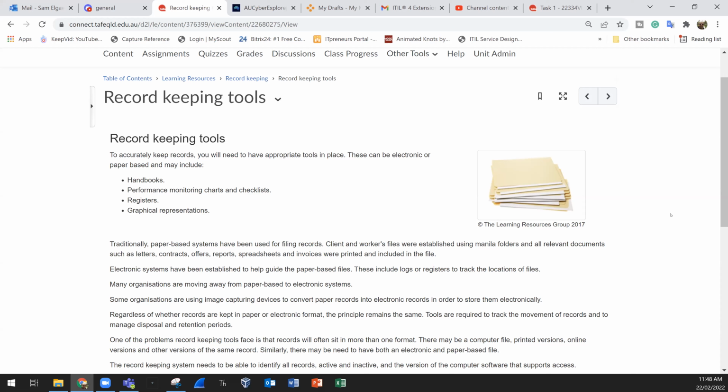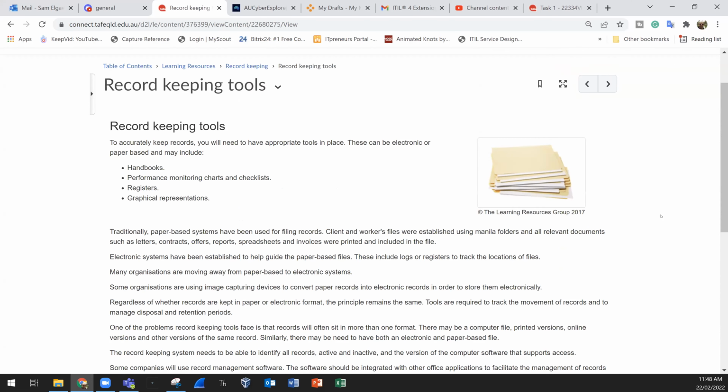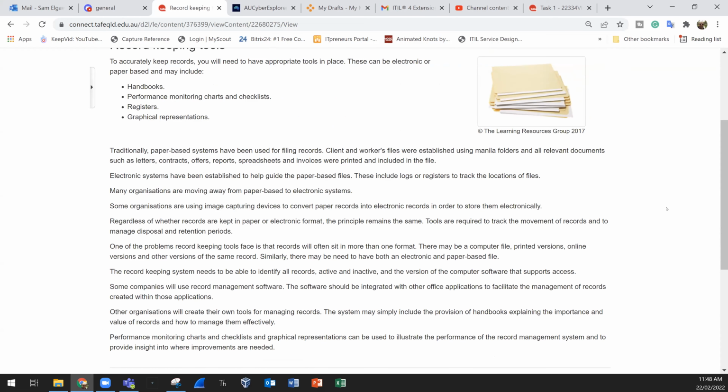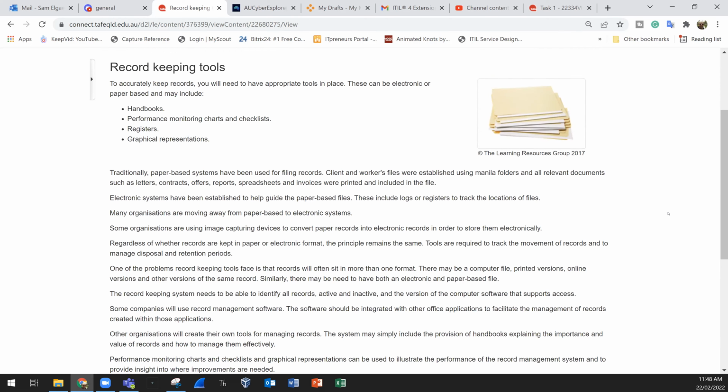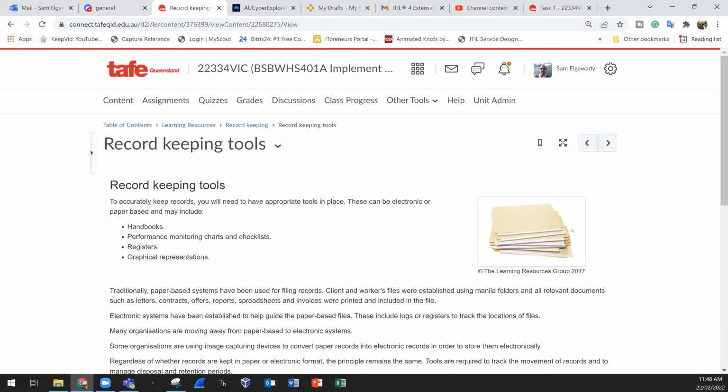handbooks, could be charts, checklists, registers, graphical representation, it could be digital tools, it can be different machines, like monitoring different network parts or servers, could be both digital and manual, so it depends. Okay, so we use different tools for the record keeping.